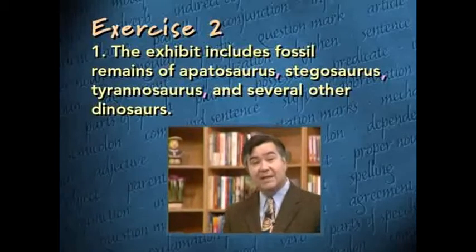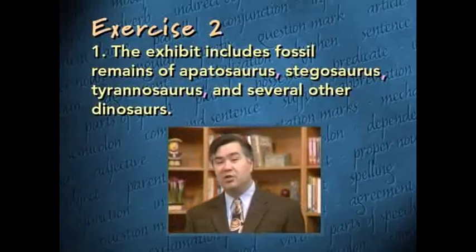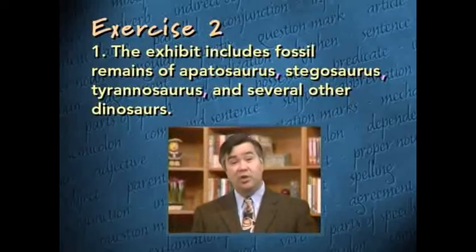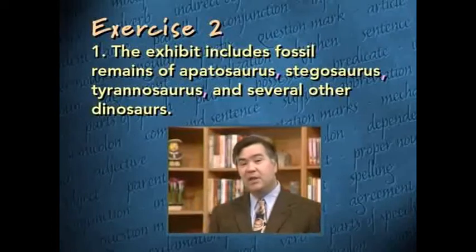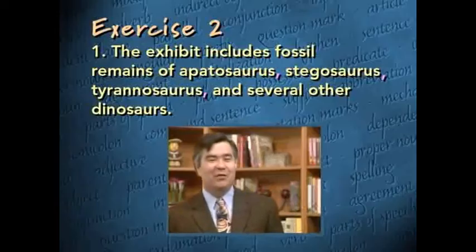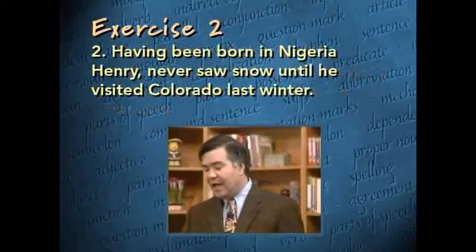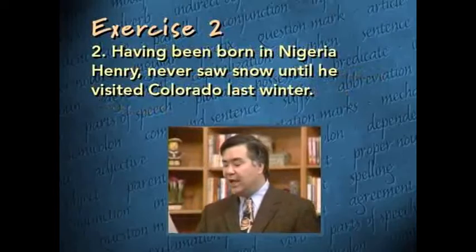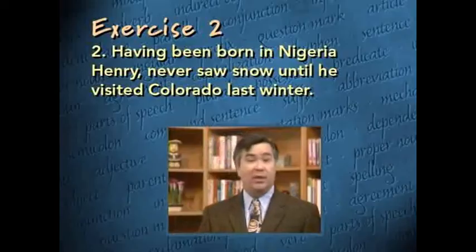Now, of course, that last comma is the serial comma, the one that appears after the name Tyrannosaurus. So it's really optional. You could include it or not as you prefer. I recommend using it, but it's up to you, and you wouldn't be incorrect if you left it out. Next example. Having been born in Nigeria, Henry, comma, never saw snow until he visited Colorado last winter.